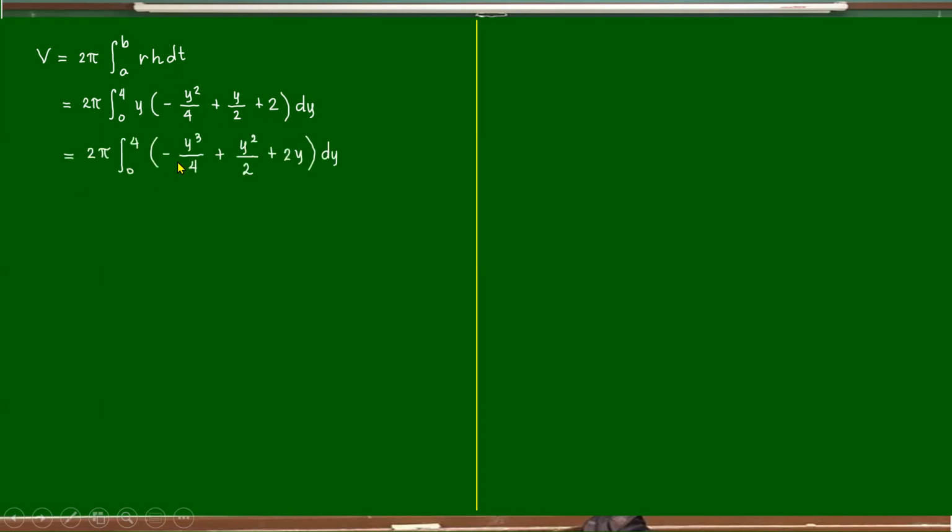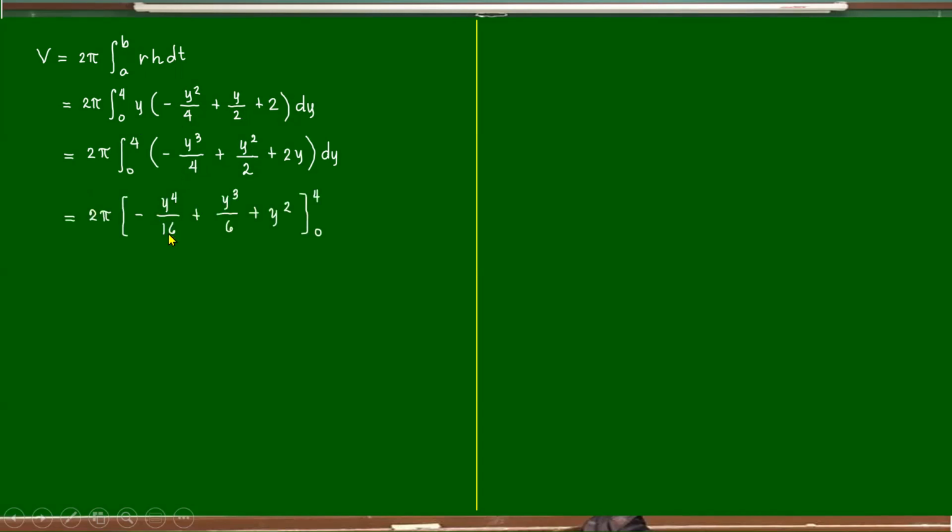So volume is given by 2 pi integral from a to b of RH dt. So we have 2 pi from 0 to 4. The area runs from 0 to 4, the area to be revolved. So we look at the y values because the element is horizontal. So again, 0 to 4 the limits. Radius is y, and the height is negative y squared over 4 plus y over 2 plus 2. Multiplying y inside, getting negative y cubed over 4 plus y squared over 2 plus 2y.